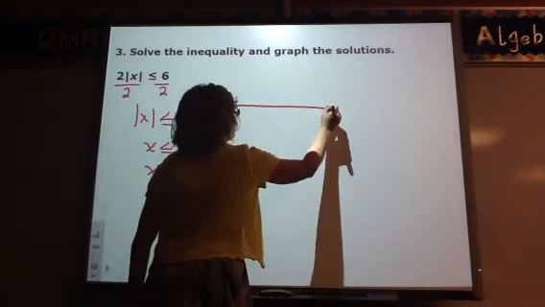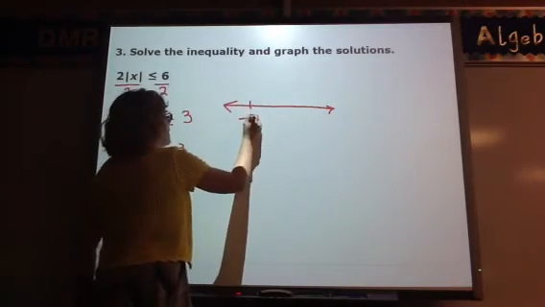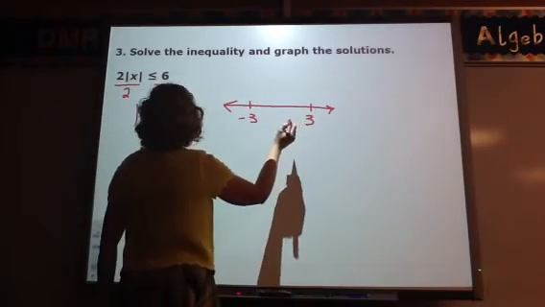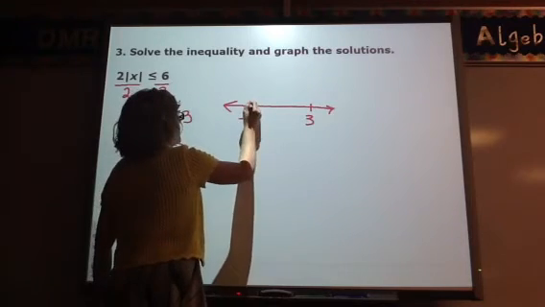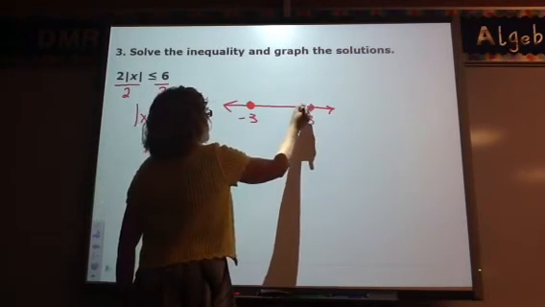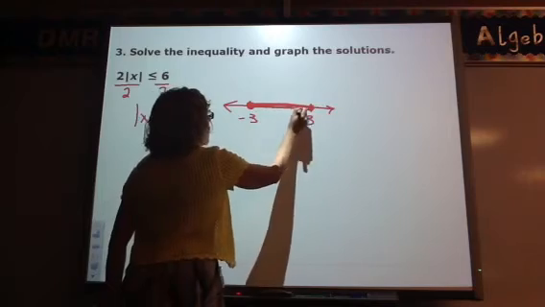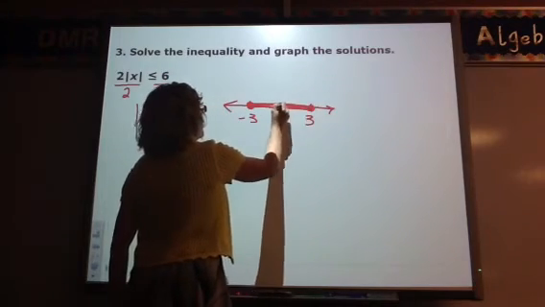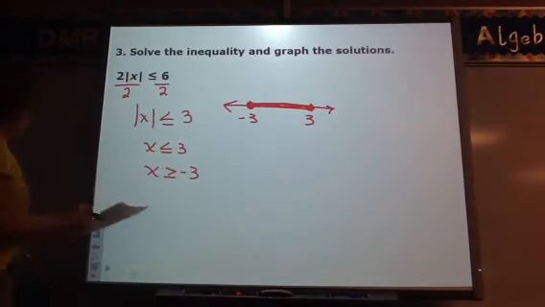Negative 3, 3. We are including those numbers, and your solution set is all real numbers between negative 3 and 3.